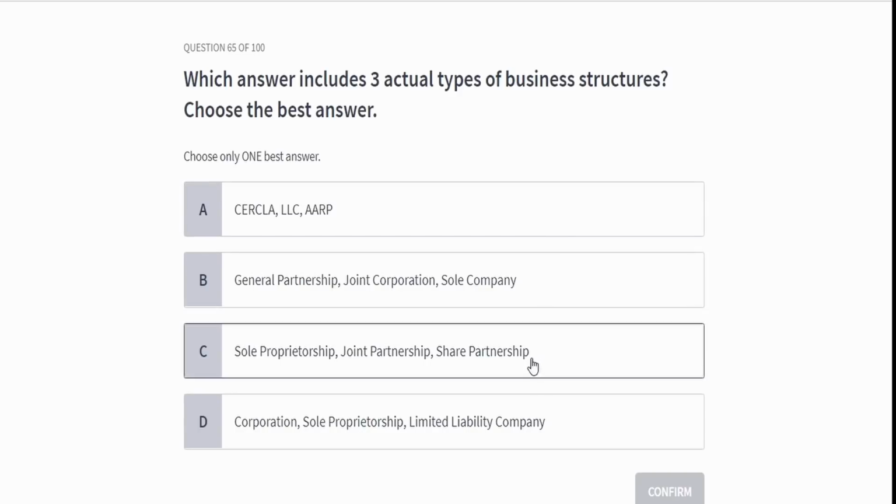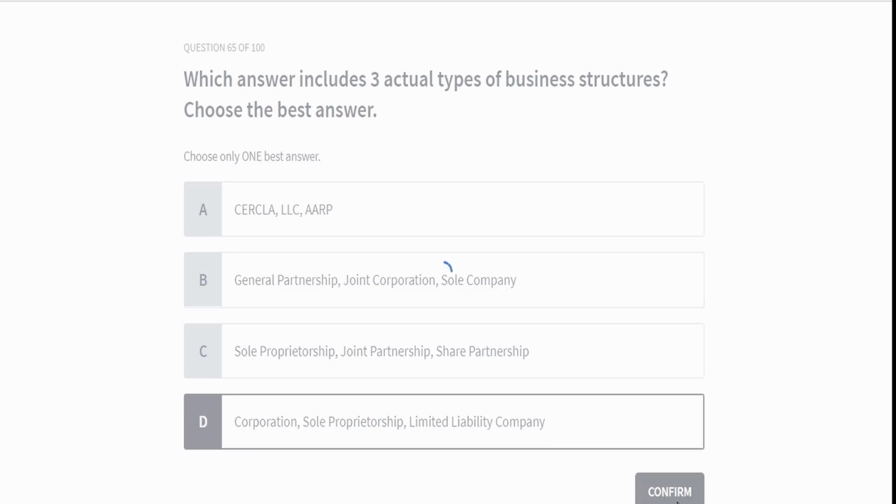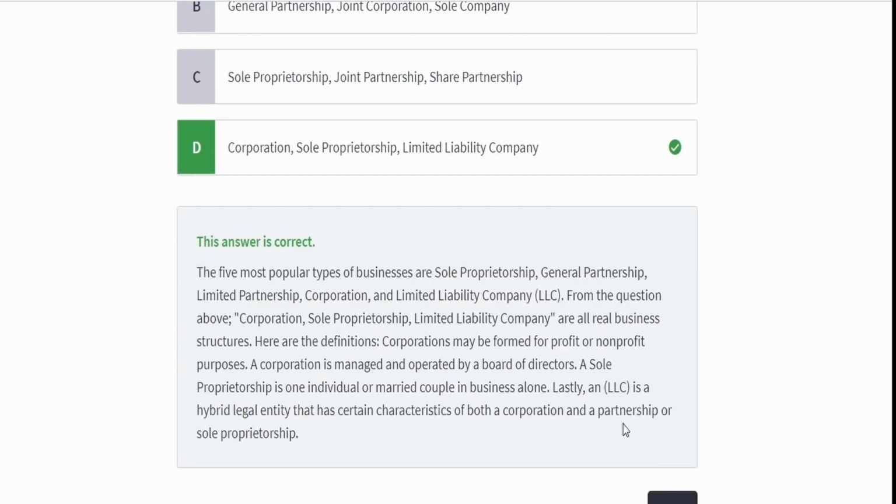And so our correct answer for the actual business types or business structures is going to be D. We have corporation, sole proprietorship, which we talked about earlier, and then limited liability company or LLC. So the 5 most popular types of businesses, I'll just run through these real fast: sole proprietorship, general partnership, limited partnership, corporation, LLC. And so from the question above, they gave us 3 of those 5. But yeah, so those are all real business structures.